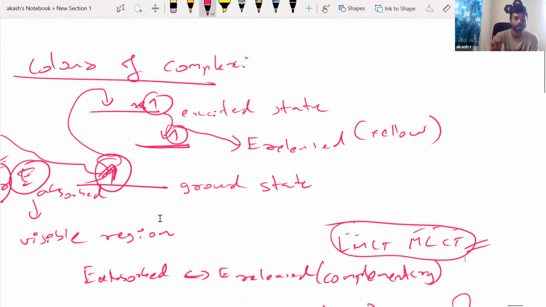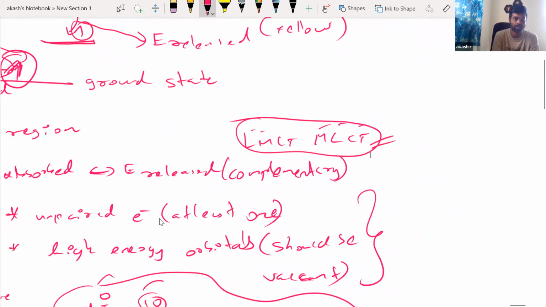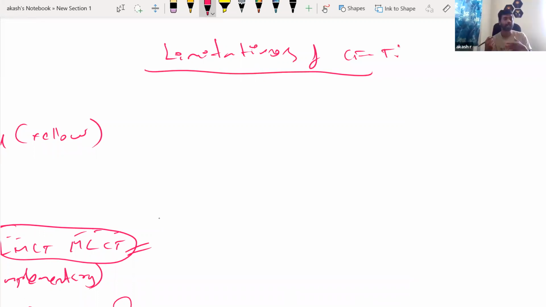And at last, what are we going to do now? No, I think we have metal and metal carbonate also. Okay, no issues. Now what we're going to see is the limitations of CFT. Even though it is able to explain a lot of things, obviously it will have its own limitations. What are the limitations? We try to understand.